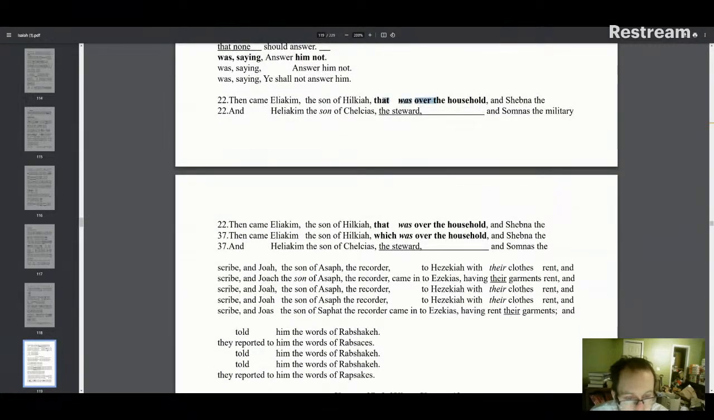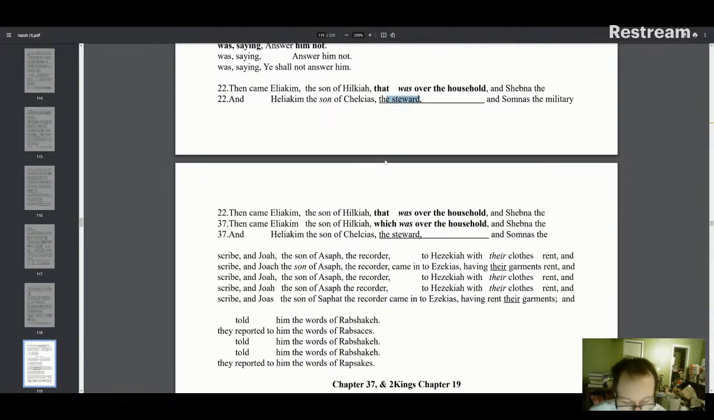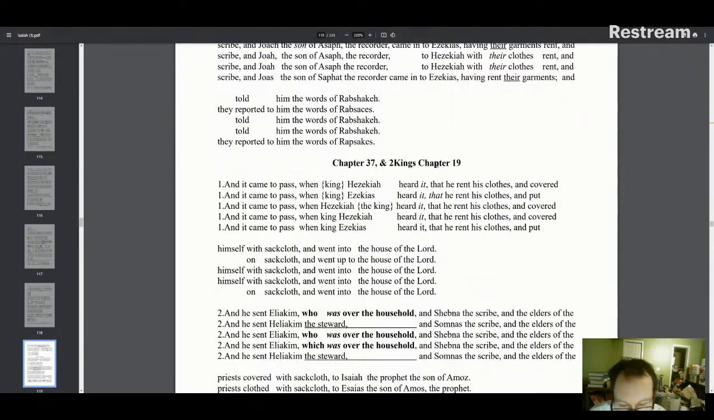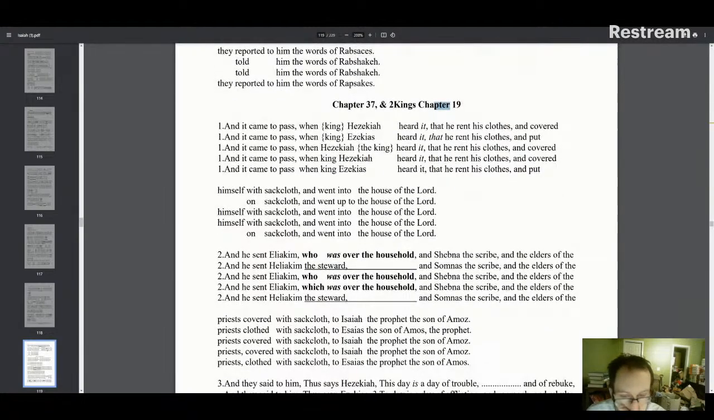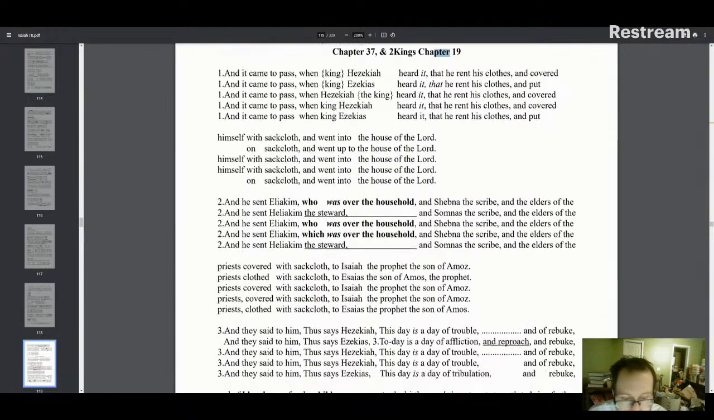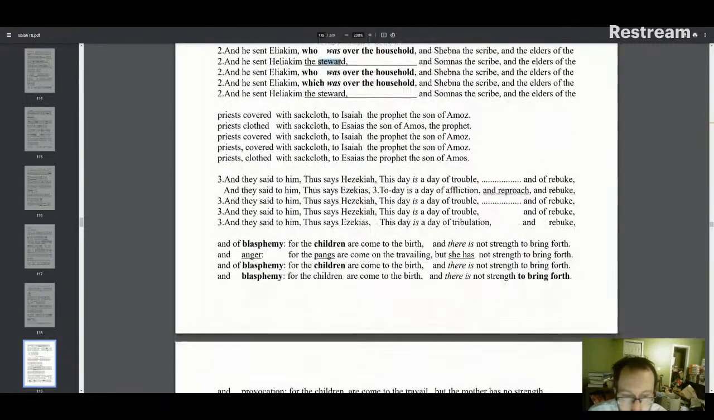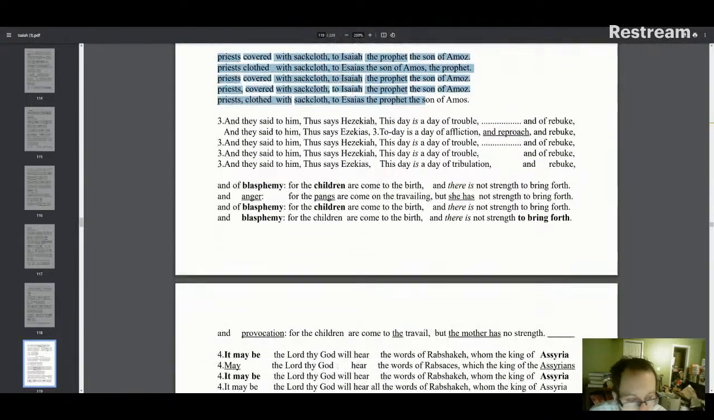We saw earlier that was over the household. The Septuagint just translates that as steward. Okay. So now we go to chapter 37 and 2 Kings chapter 19. So literally the same exact thing. Again, steward translation. So this is all the same text, no variance. Here we have the Septuagint of Isaiah adds reproach, but all the other versions don't say that, so probably Septuagint is incorrectly adding that.